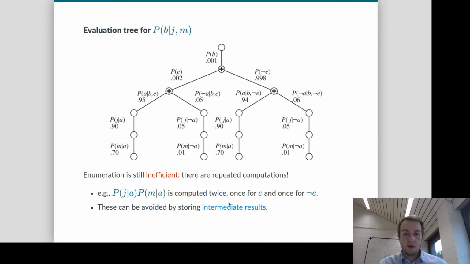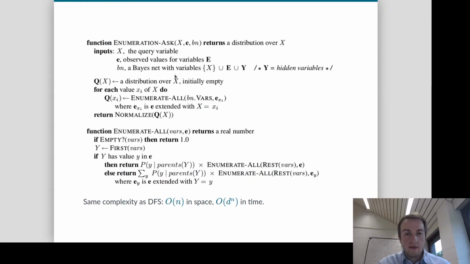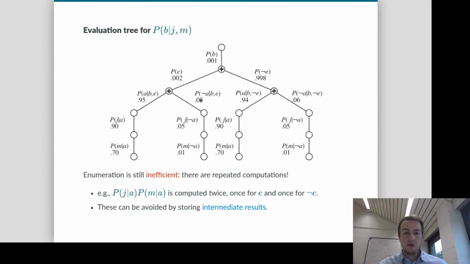So this tree, for example, you could draw it, and for the case of P of B given J and M, we would obtain this. Okay, so we would start with P of B, which is at the top. So yeah, by the way, this is an important point. When we pass this list of variables, we need to pass them in some ordering. Okay, and this ordering, we'll see, is quite important. But if we say that the ordering is first B, then E, then A, then J, then M, we would obtain this tree for this query.